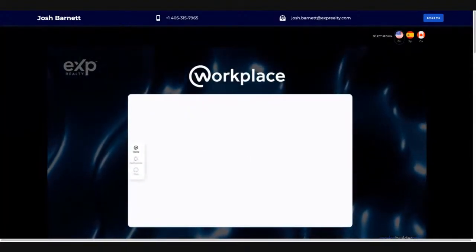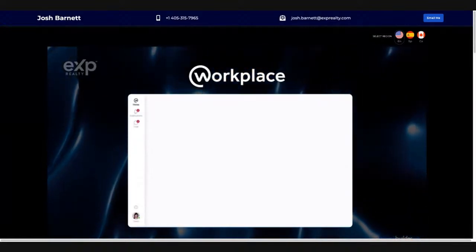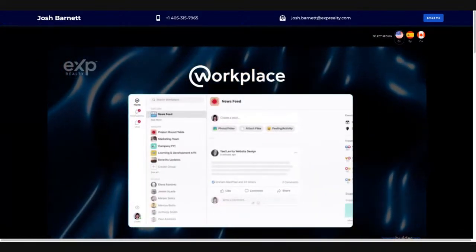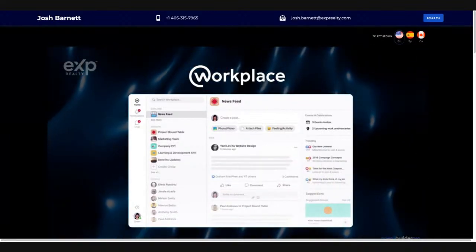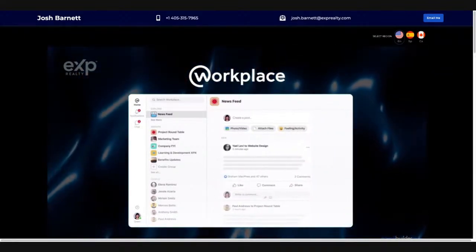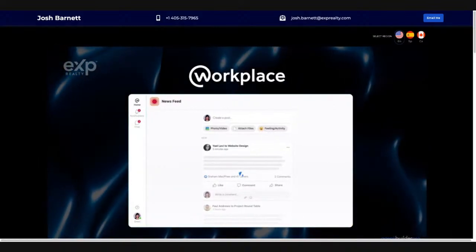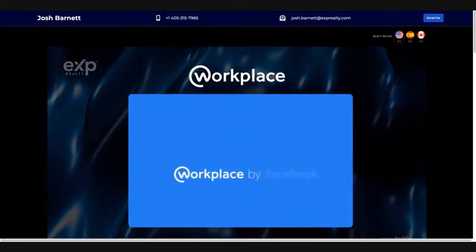eXp Realty agents also have access to Workplace by Facebook, which is a dedicated and secure working space to connect, communicate, and collaborate with other agents and eXp staff. You'll be able to use familiar Facebook features like newsfeed, groups, messages, and events to get things done quickly and efficiently.